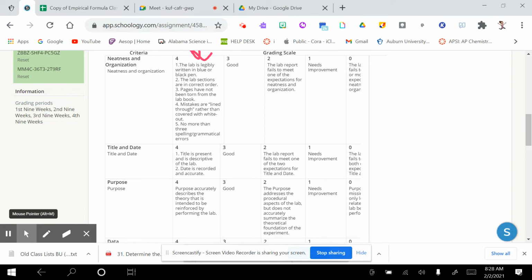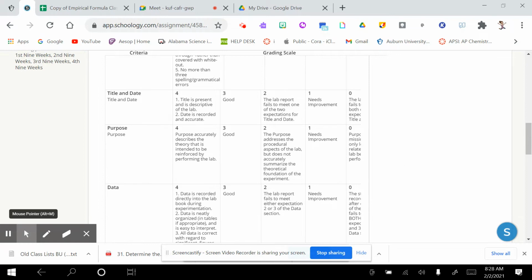All right, so you want to make sure that you have all of those things. No more than 3 spelling errors. You don't have to worry about scribbling stuff out because I said you're not handwriting it. So that's going to make that easy. Title and date: empirical formula lab report, and then whatever the date is. That should be easy points there too.